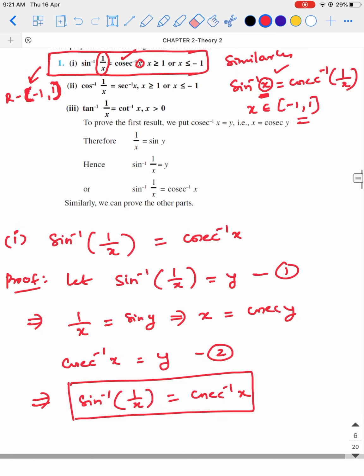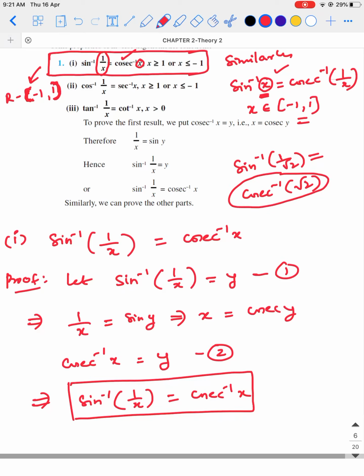How to solve the problem: suppose you are asked to find the value of sine inverse of 1 by root 2, this can also be written as cosecant inverse of root 2, and vice versa. If they ask you to find the value of cosecant inverse of root 2, and you don't remember it, this can be converted to sine inverse of 1 by root 2 so that it becomes easy. So the answer here is going to be pi by 4. Okay, so this is the case.